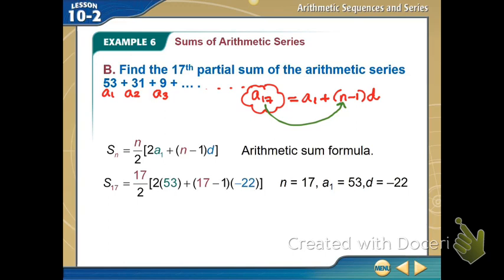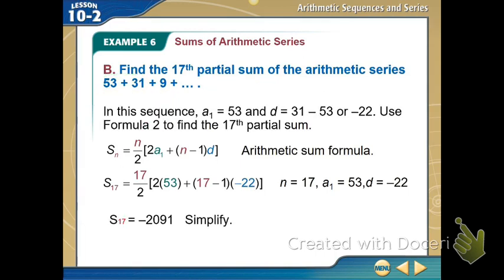And then d looks pretty easy to find in this case. It looks like the common difference between the terms is -22. So I can also plug that in to my formula. So here's my arithmetic sum formula. I know that I have 17 terms. That's my n. And I know what a1 is. a1 is 53. And I know what d is. d is -22. And I know that n is 17 because I have 17 terms. So when I simplify this formula, I found that the partial sum of the first 17 terms, or s sub 17, equals -2,091.